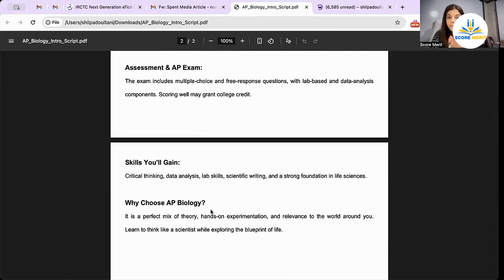Now, why should we select AP Biology? It's a perfect mixture of theory and hands-on experimentation. That gives relevance to the world around us. It helps you learn to think like a scientist while exploring the blueprint of life. So that's what we have in AP Chemistry and AP Biology courses.